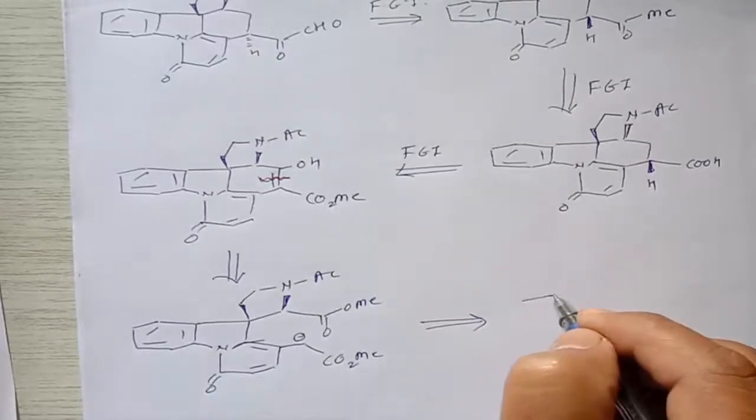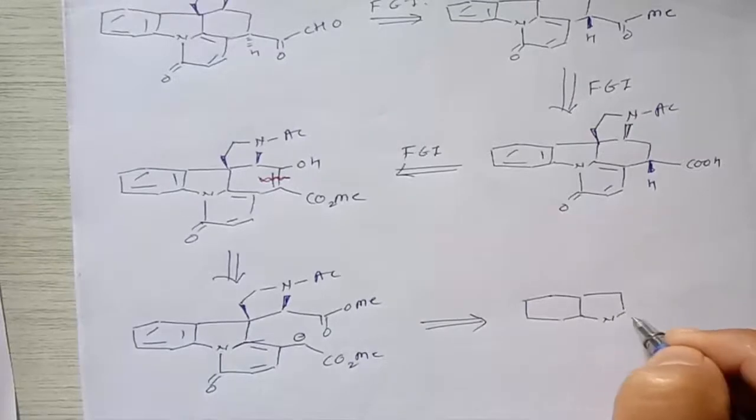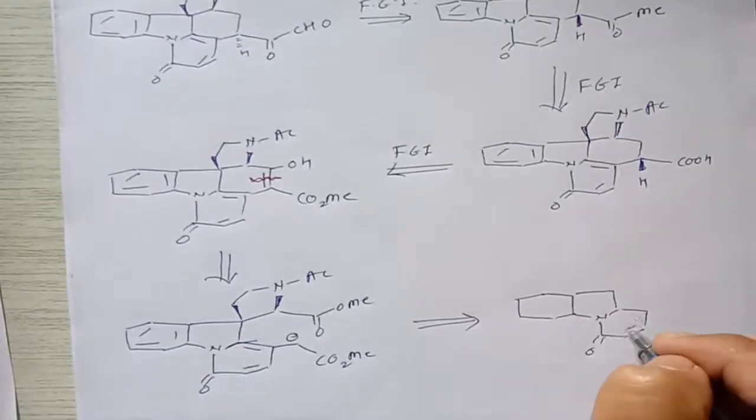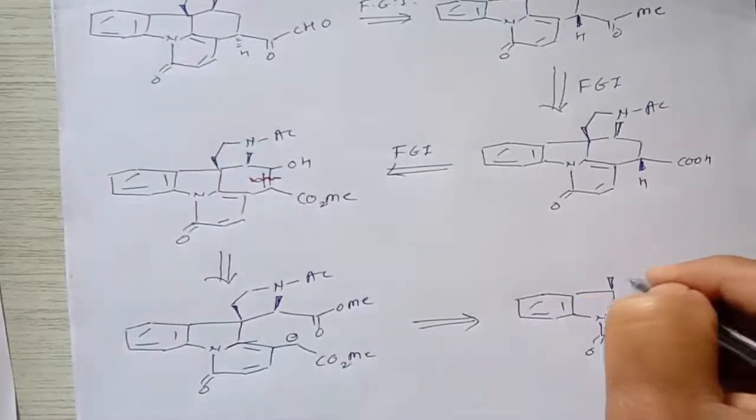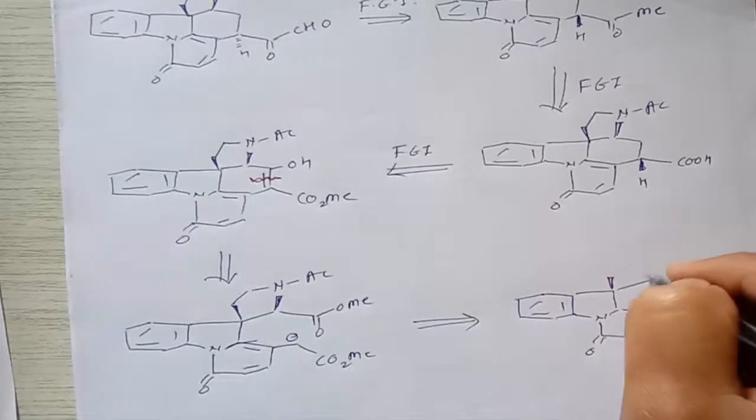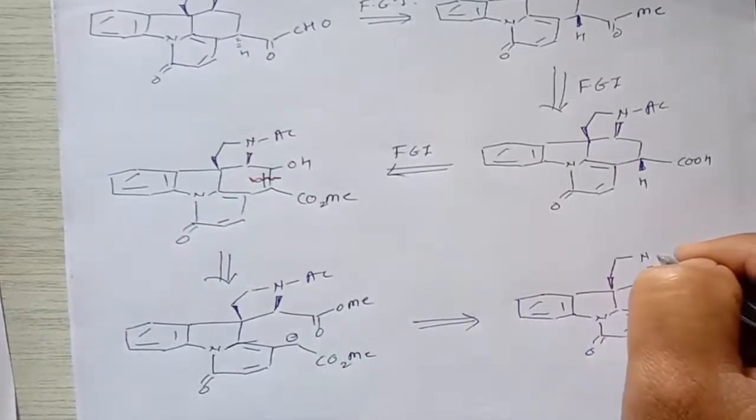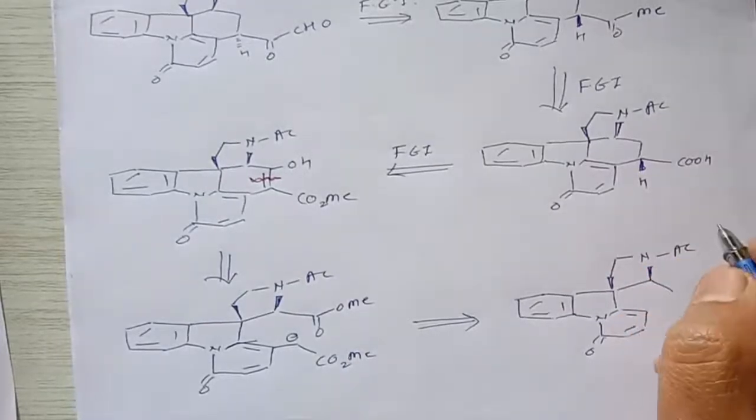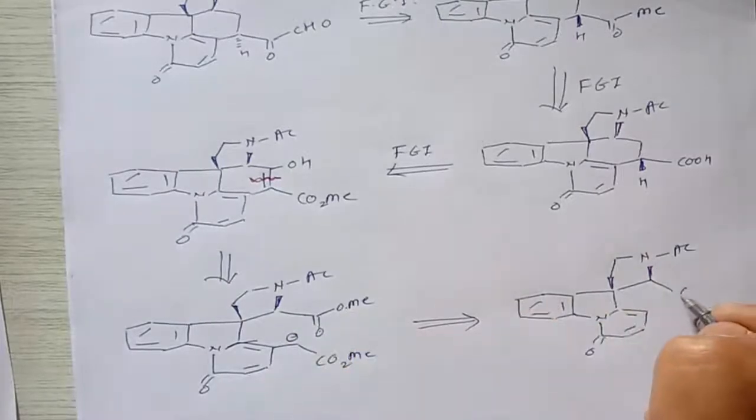That means the aromatic ring is the same here, containing a nitrogen, a 6-member ring here, that is C double bond O. Then this double bond is there, this aromatic ring is there, then it contains a nitrogen, CH2, then here is an Ac group, and this is COOMe, that means we can say that it is CO2Me, right?